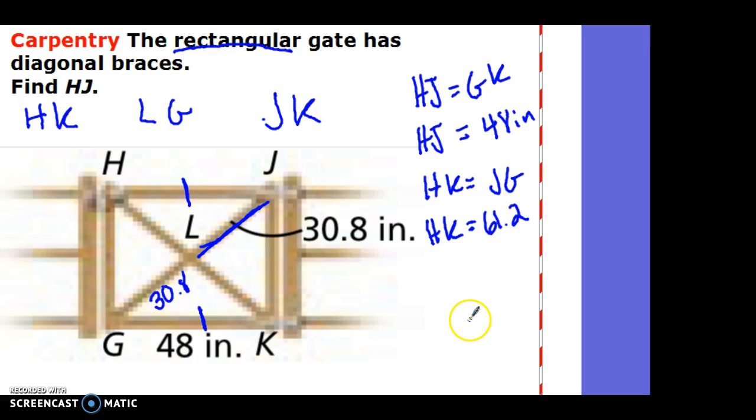Now let's look at LG. I guess we kind of already figured that out because we had to apply the property of a parallelogram that both these are going to be congruent. Pretty easy follow-up. We know that LG is going to be equal to JK. Again, that's a property of a parallelogram, not even a rectangle. So we know that LG equals 30.8 inches. Excellent job, guys. Now, I'm going to clear all this out so we have a little bit more space to figure out what JK is going to be.